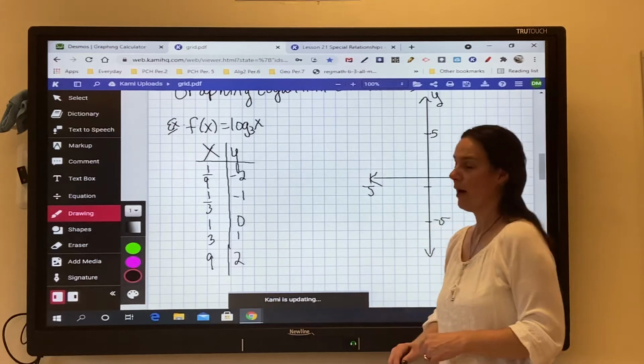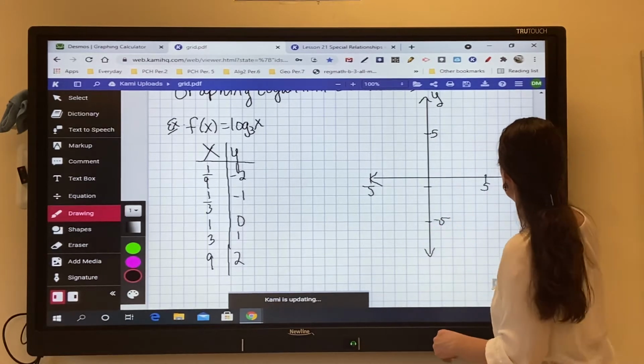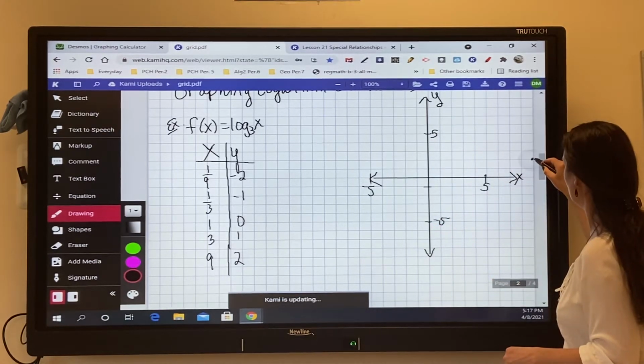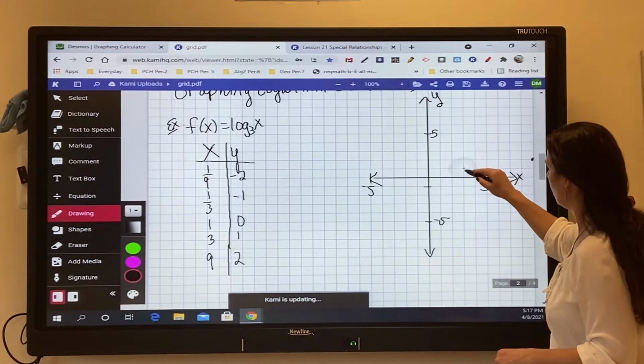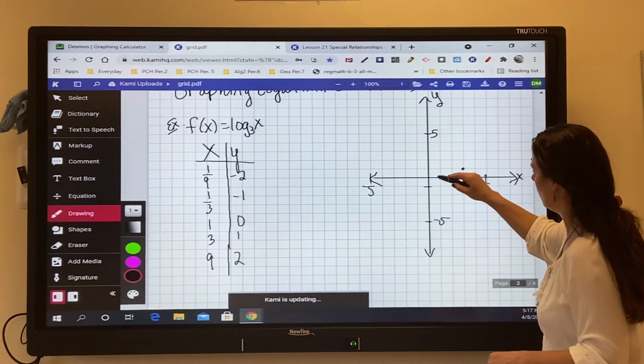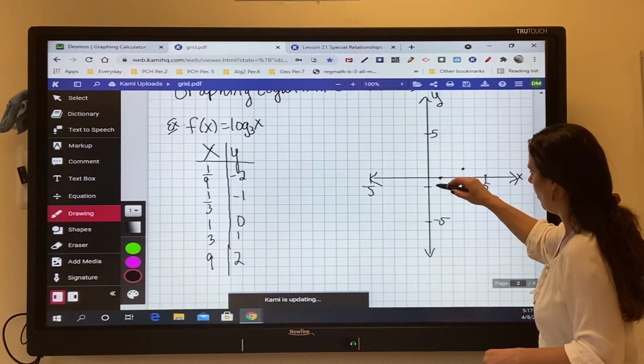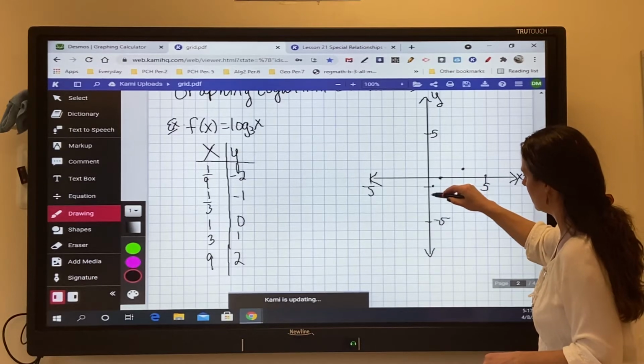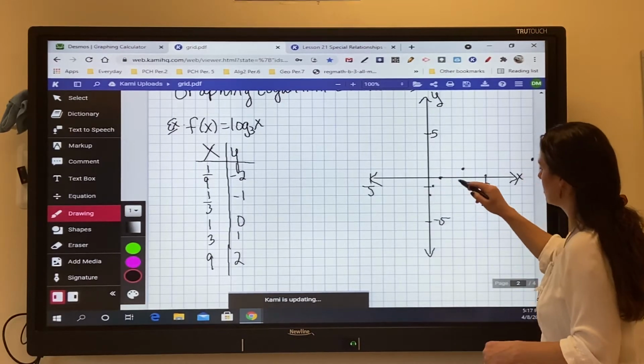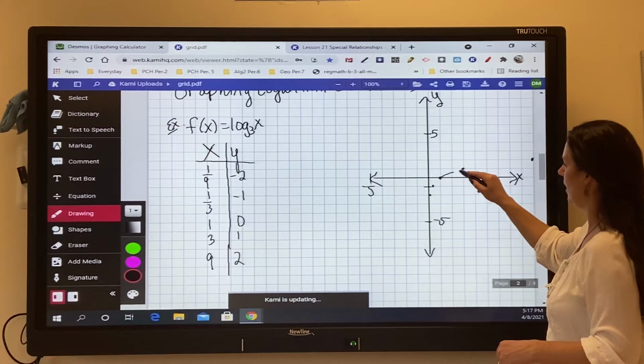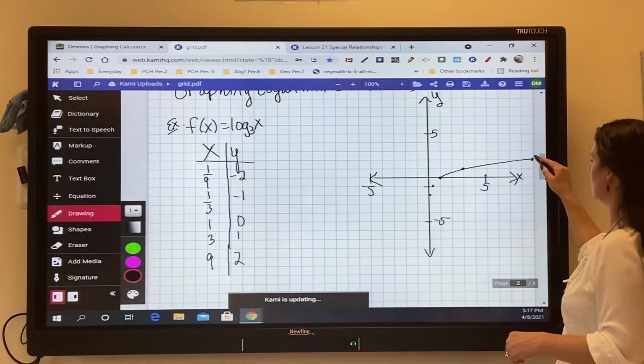Okay, so anyways, let's plot those points. 9, 2 is all the way over there. And then we've got 3, 1, we've got 1, 0, we've got 1/3, -1, we've got 1/9, -2. So anyway, take this x-intercept and connect those points going to the right.